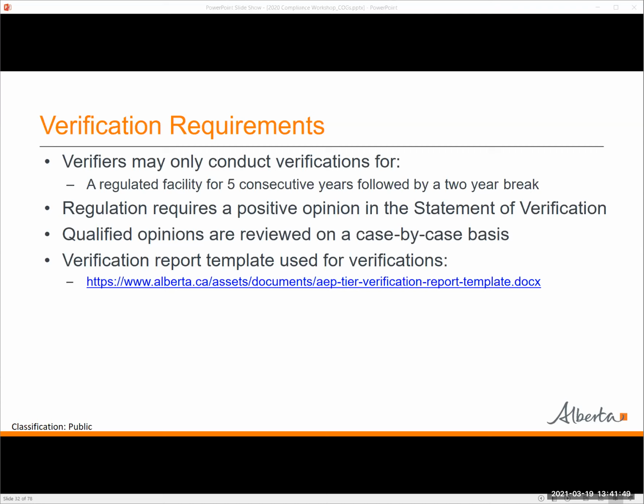And of course, if there are any questions on qualifications, please do contact us at the department. And just as a repeat, the verification report does need to be submitted using the verification report template, which is available on our TIER website.